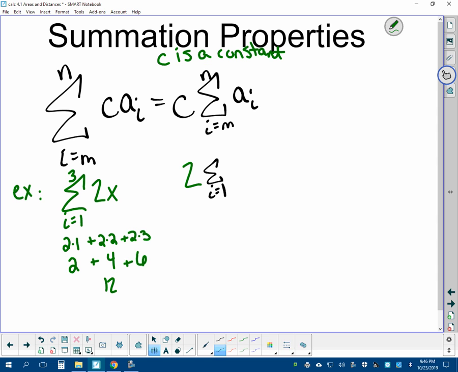i equals 1 right there, and 3 up here, of x. So I've taken my constant out. So I drop my 2 down, and then I'm going to multiply it by the sum here. Well, if I plug 1 in, it's just 1, plus plug 2 in, it's just 2, plus plug 3 in, it's just 3. So I would have 2 times 6, and look at that, it's the same answer.